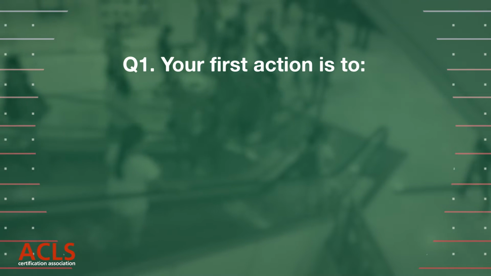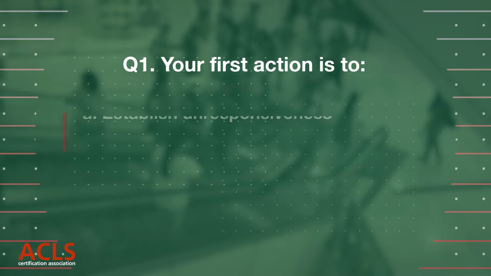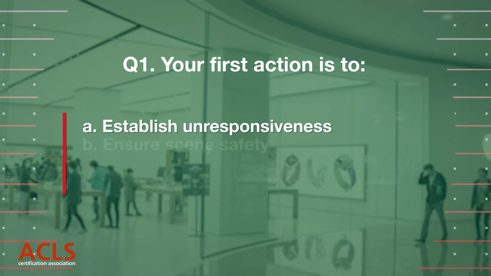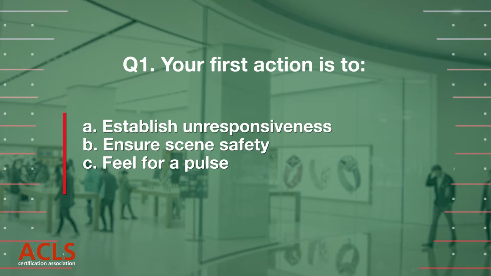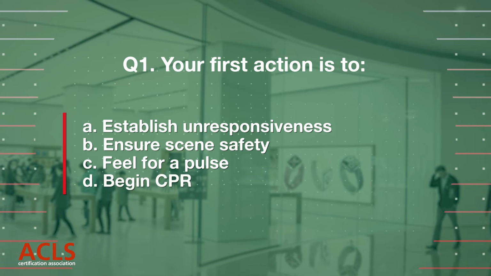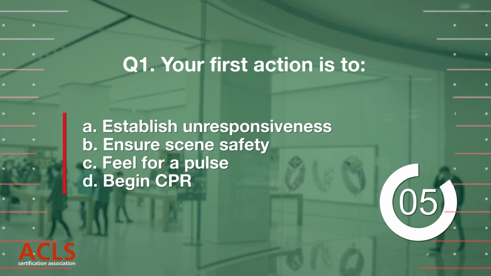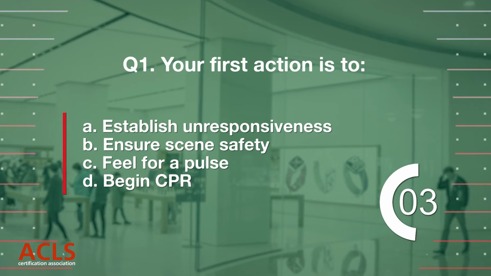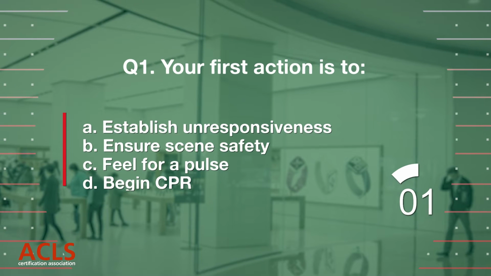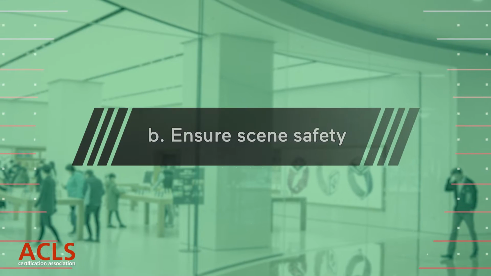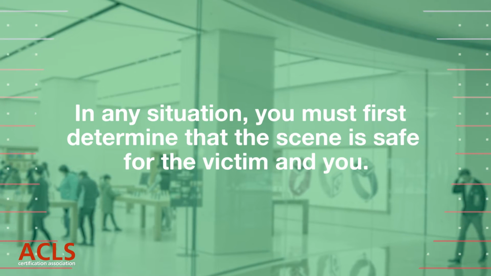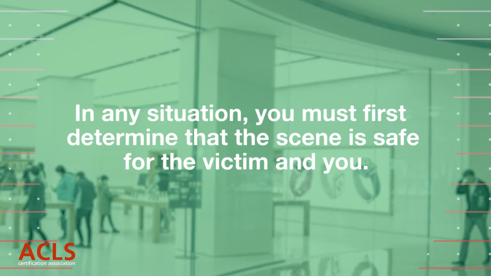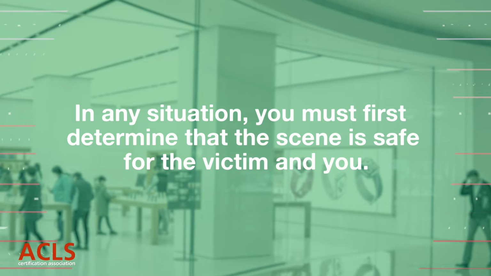1. Your first action is to: A. Establish unresponsiveness. B. Ensure scene safety. C. Feel for a pulse. D. Begin CPR. Correct answer, B. Ensure scene safety. In any situation, you must first determine that the scene is safe for the victim and you.